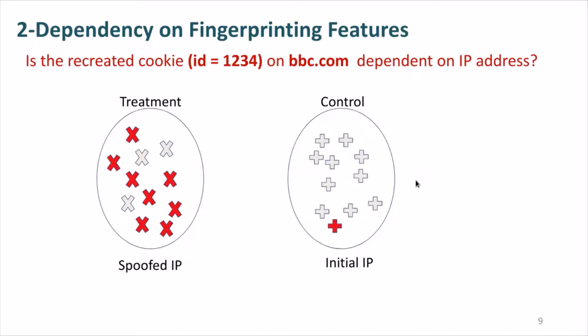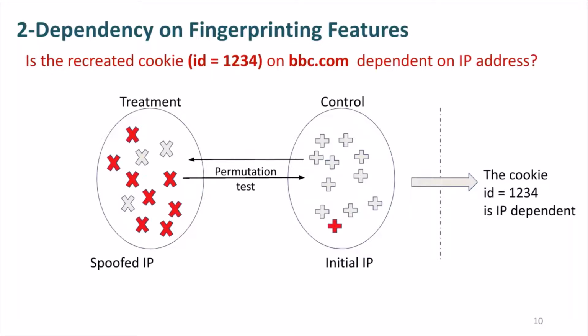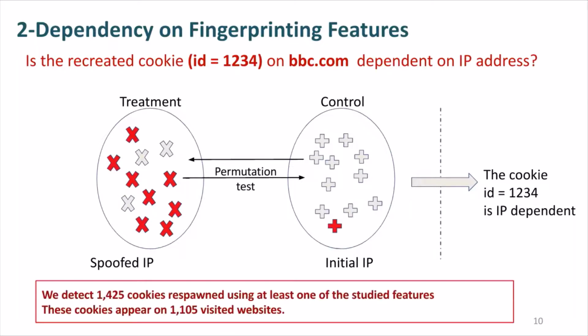Next, we performed a statistical test, permutation test, and we considered that the cookie is IP dependent if it's statistically significant. As a result of this study, we detected 1,425 cookies that are respawned using at least one of the studied features. I have to mention that in our work, we considered 8 fingerprinting features. You can always refer to the paper for more details. We found that these cookies appear on 1,105 visited websites.